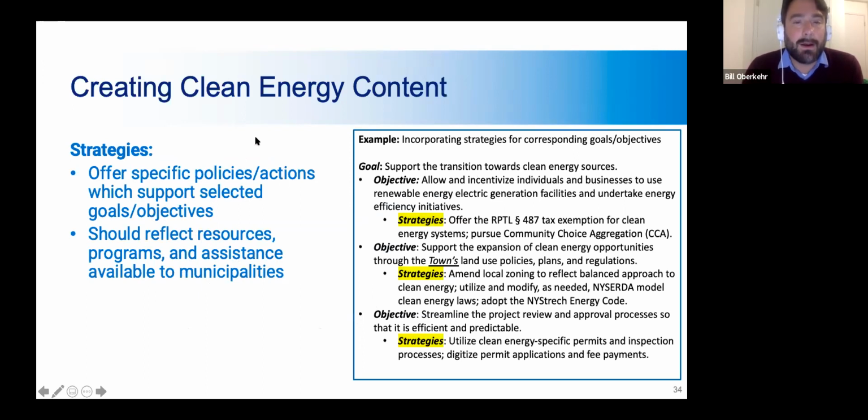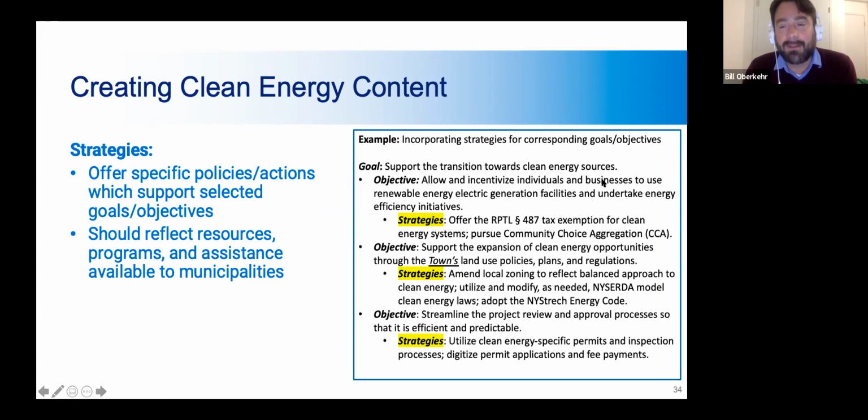Strategies then are one more level of specificity down from objectives. The strategies are going to offer specific policies and actions which support selected goals and objectives. They should reflect resources, programs, and assistance available to municipalities. So the goal again is very broad. The objective is, what are we going to do to achieve that goal? And then strategy is specifically, what are we actually going to do?